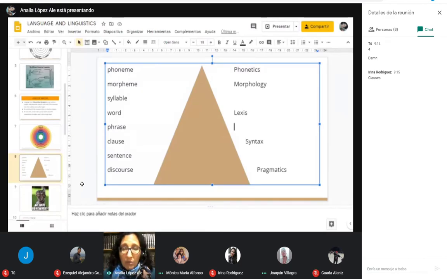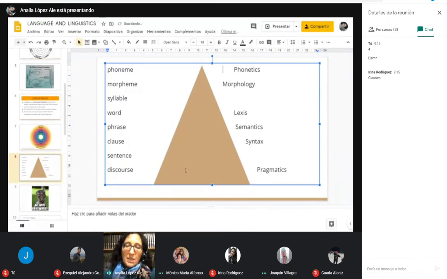So I will write it here in the middle, because words have meanings in themselves, and then when they are combined in semantics, when they are combined in clauses, phrases, and sentences, we already know that, especially in English, that we can have a word having several meanings. So those are the levels of analysis.